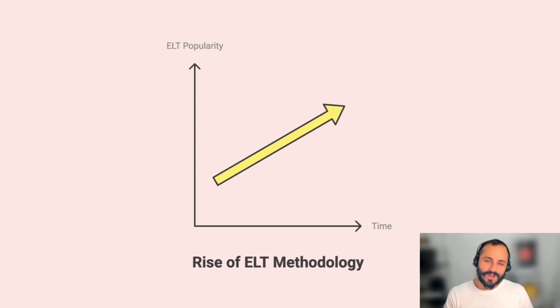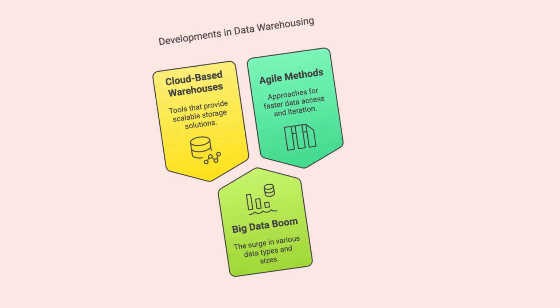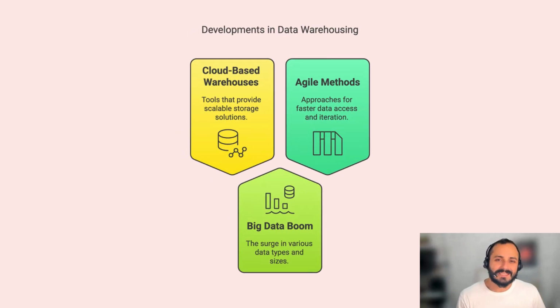Plot twist. The warehouse strikes back. Let's talk about the evolution of data warehousing. By the 2010s, three game-changing shifts made ELT the new standard. First, cloud-based data warehouses like BigQuery, Redshift, and Snowflake became more accessible, eliminating storage constraints and introducing built-in processing power.